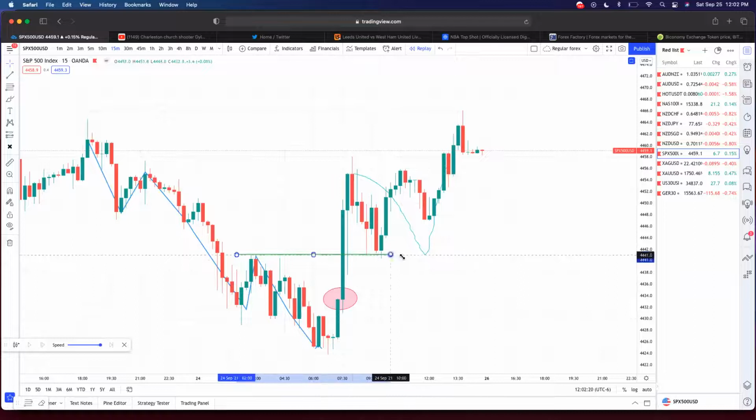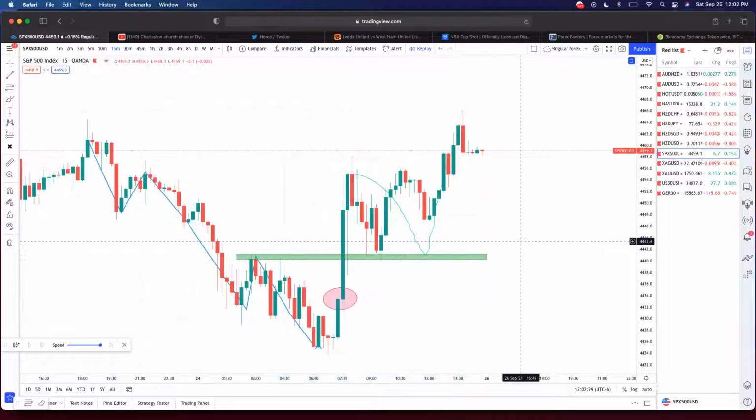This is the zone. I'm going to extend the zone. This is the zone right here. You guys see that, right? Break and close of structure, retests, price goes higher.